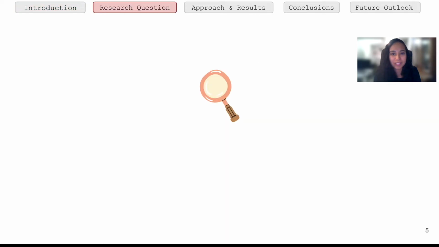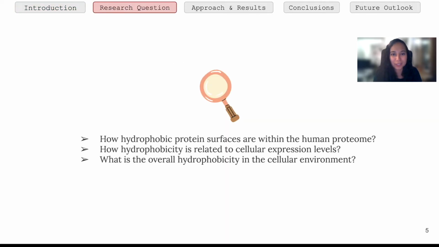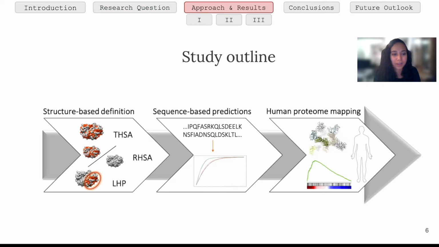Now we use these three measures to answer our research question, which is how sticky or how hydrophobic are the proteins in the human proteome. And we wanted to get some insight into the function as well. So we have some sub-questions like how highly expressed or lowly expressed are proteins with a large hydrophobic surface area? And what kind of function do they have? So are there, for example, more enriched in certain tissue types or certain diseases or certain molecular functions?